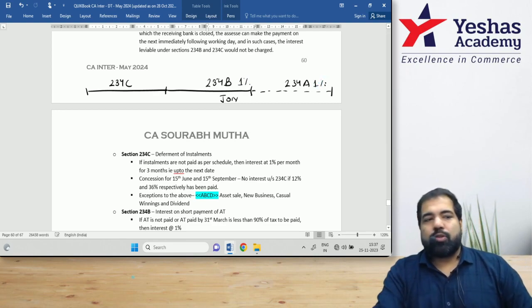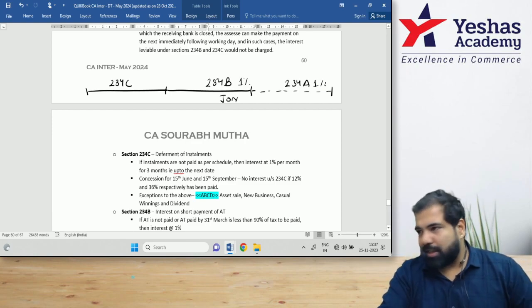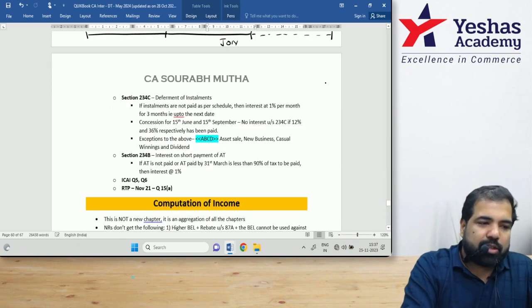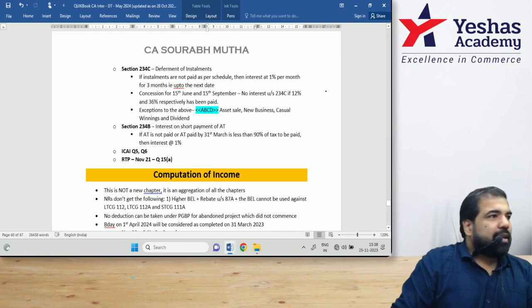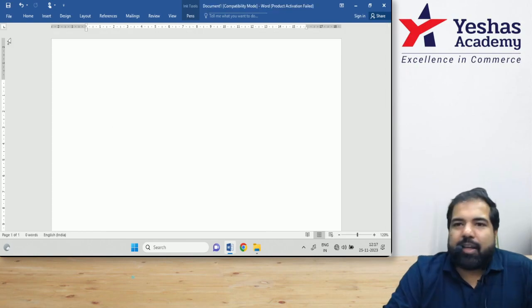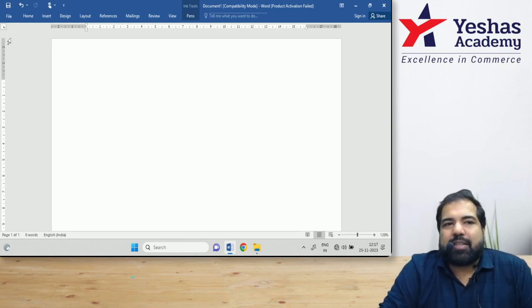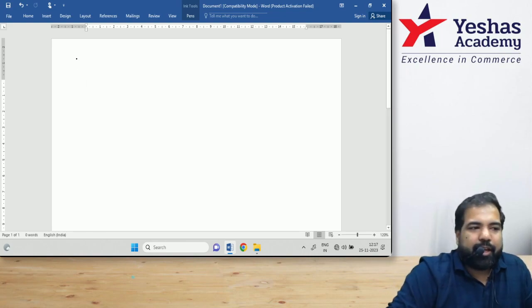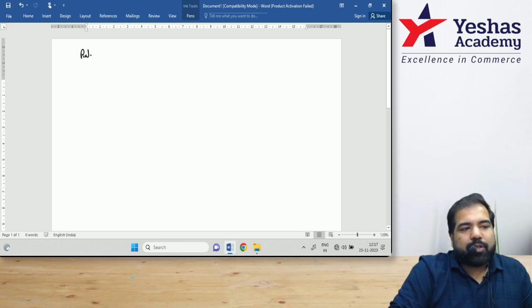So Vijay Mallya's, which horse is running? 234A is still running till he pays. Good. This is all there is. TDS, TCS, advance tax. It took us about 15 minutes to revise the chapter, which is technically not a chapter. Guys, rates of tax are spread out across the CA Inter portion, but we've made it into a separate chapter and hence we are revising it separately.